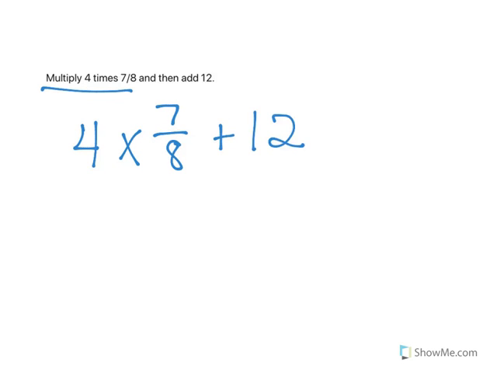All right, in our next example, it says to multiply 4 times 7/8 and then to add 12. What's nice about this example is that it follows our order of operations. Our multiplication needs to happen before the addition, and up here our multiplication is coming before our addition. So this one is all set. If you want, you could also still add the parentheses, because whatever operation is inside of the parentheses is what needs to be done first.